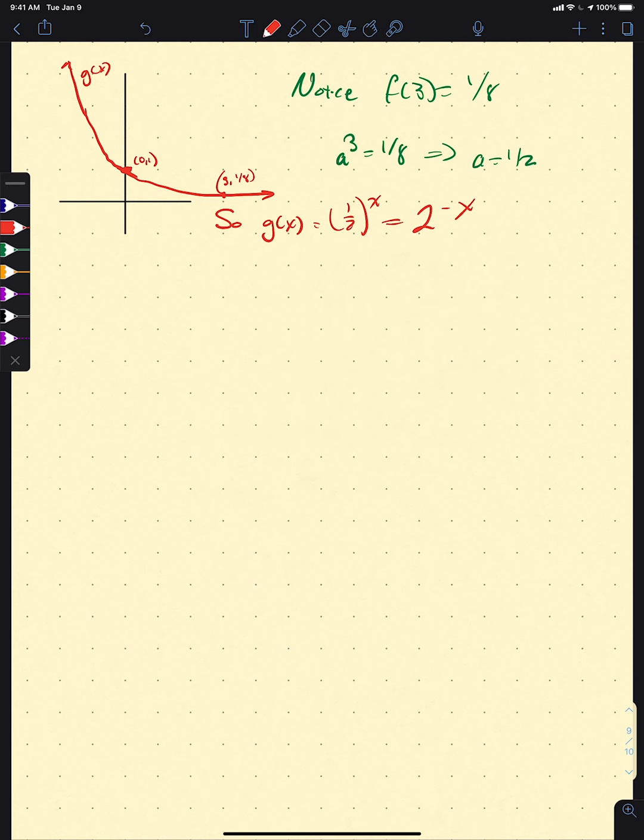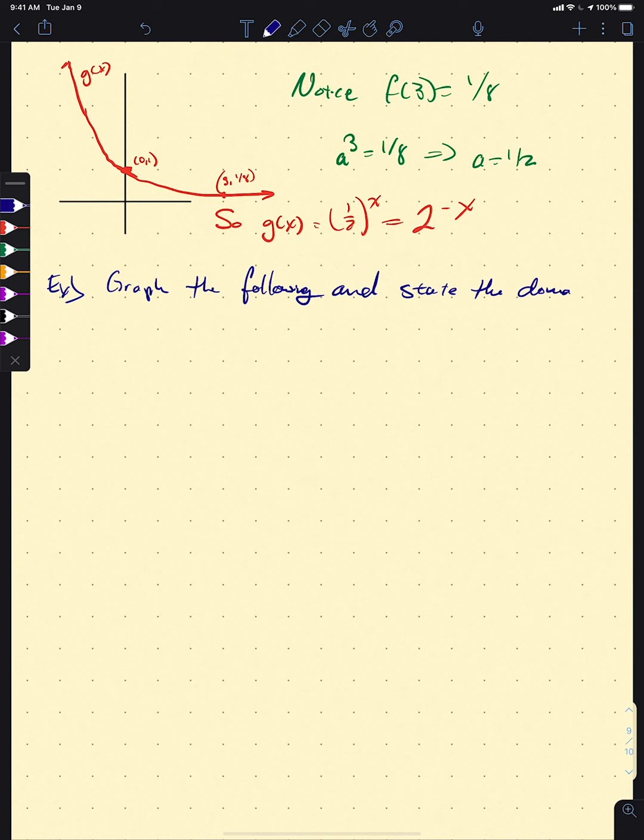And if you recall these ideas of function transformations that we looked at a bit ago that keep coming up, we can totally apply that here too, right? We can say, graph the following and state the domain and range.